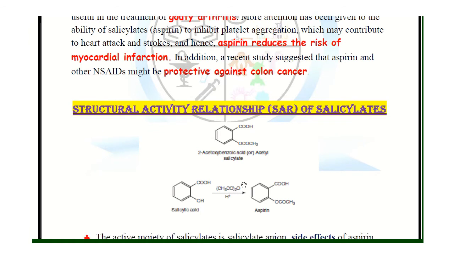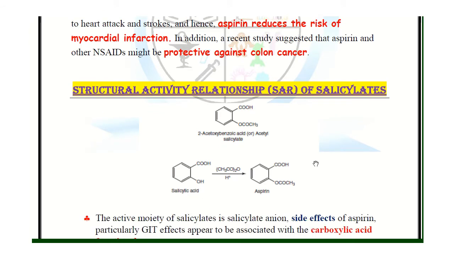Let's check out the structure activity relationship of salicylic acid or the salicylates. This is the chemical structure of acetyl salicylate. You may observe that this is the benzene ring, this is the carboxylic acid functional group, and this is the acetyl functional group. So the chemical name or the IUPAC name is 2-acetoxy benzoic acid, or acetyl salicylate. We can also simply term it acetyl salicylate, or 2-acetoxy, because this is an acetoxy or ester functional group, benzoic acid.